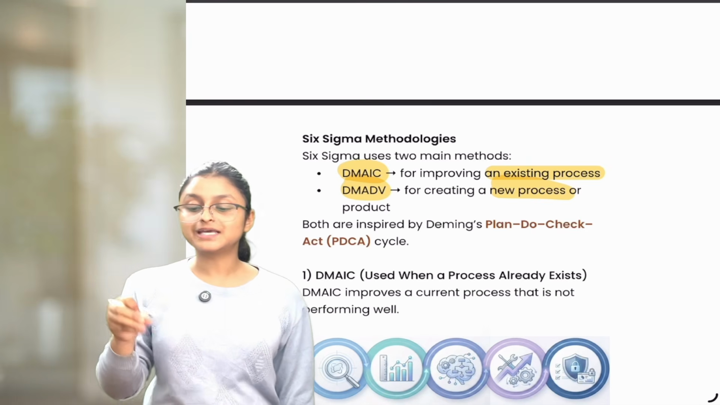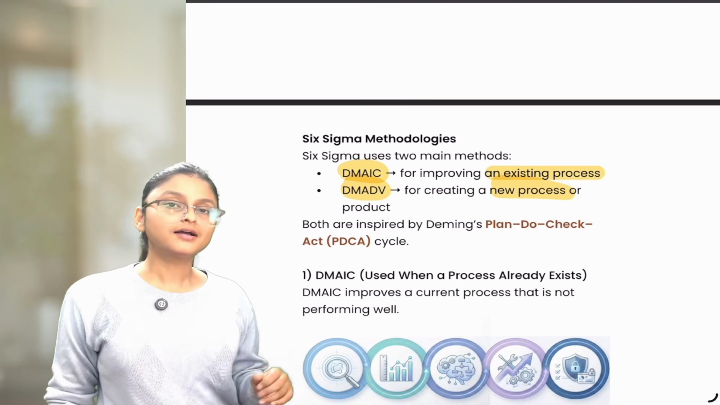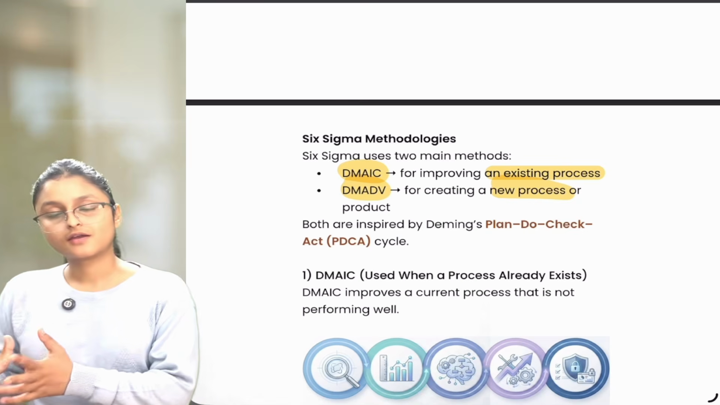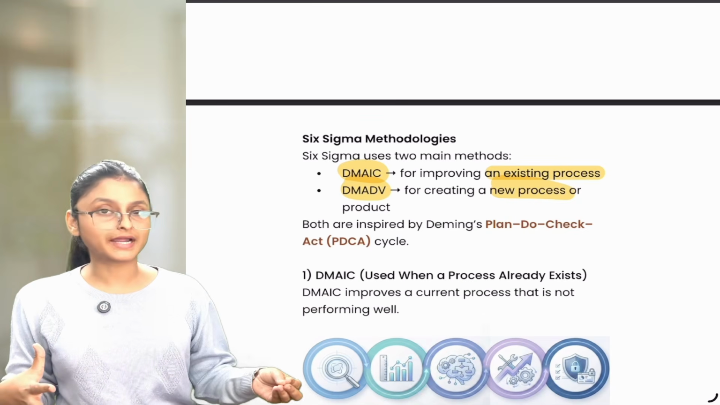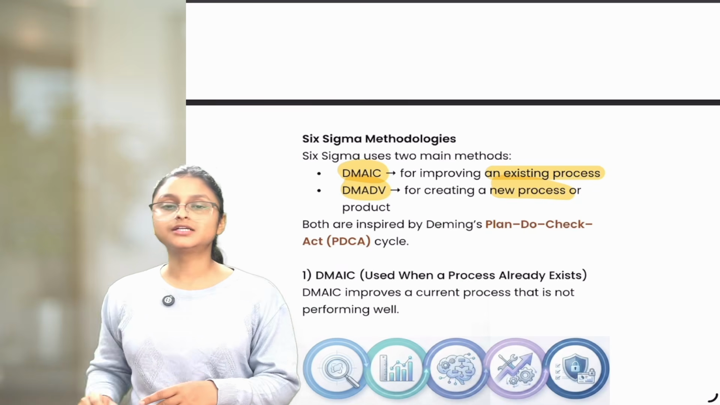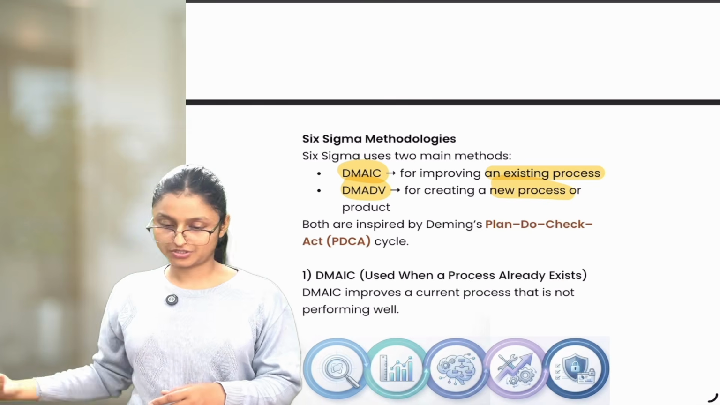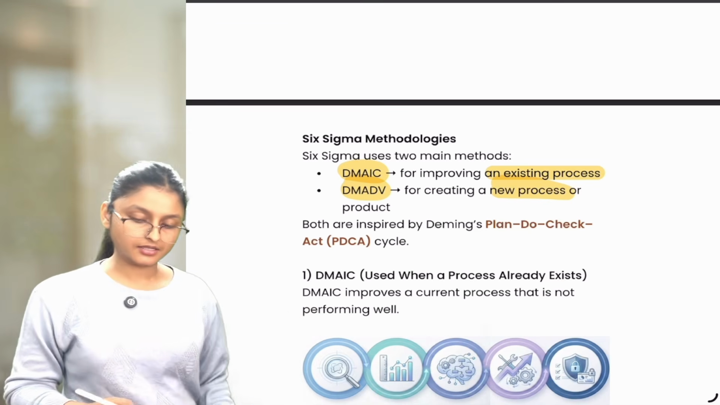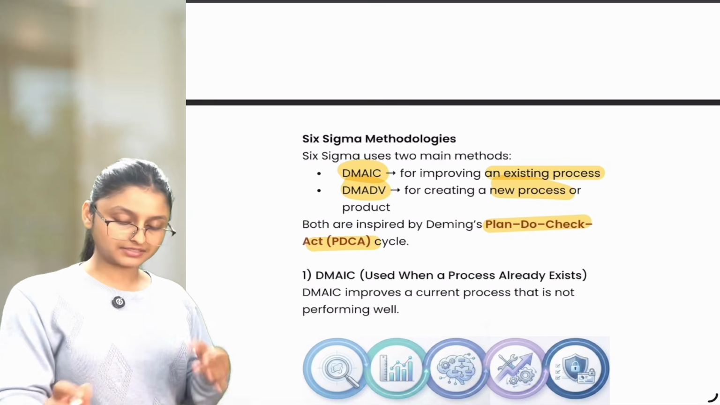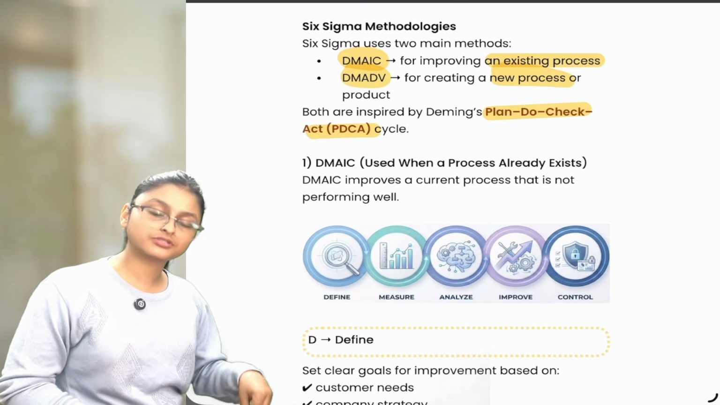Both are inspired by Deming's Plan, Do, Check, Act cycle. What is Plan, Do, Check, Act? Do you remember? First plan what you are going to do, then implement it, then check whether the solution which you applied is working or not. If it is working, then act on it, make it standard. If it is not working, then act on it and retry another solution, right? This is the Plan, Do, Check, Act cycle. Somewhat PDCA is the inspiration for DMAIC and DMADV. What is DMAIC? It is used mainly when the process already exists.